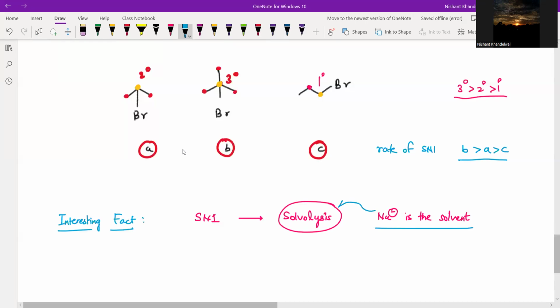In competitions, generally NEET or JEE or many others, they just want to confuse students by giving solvolysis. So even if you know SN1 and you are very confident, but you don't know about solvolysis, you can lose marks because you don't know what to do. So this is very important. It is also termed solvolysis. In competitions, they ask not SN1 but solvolysis, the rate of solvolysis and all those things.